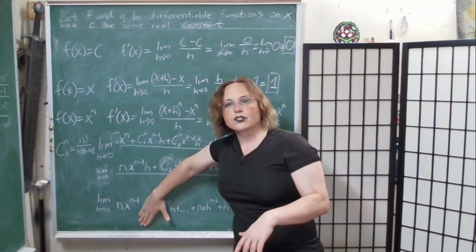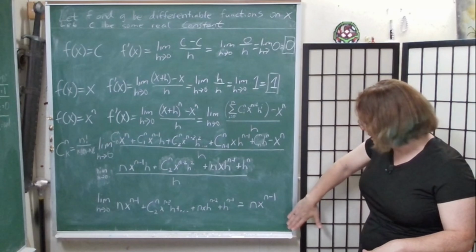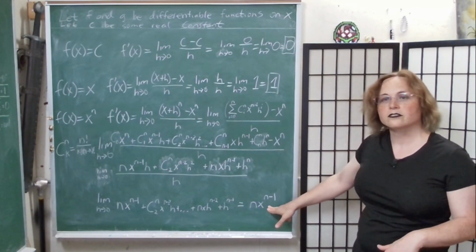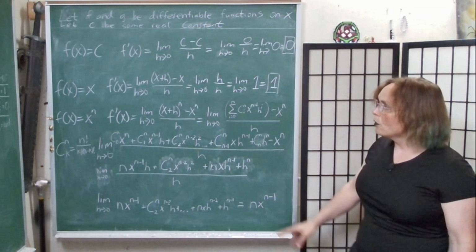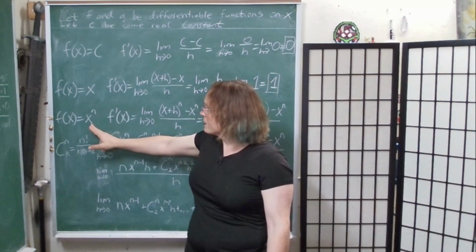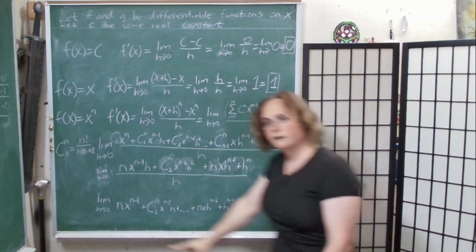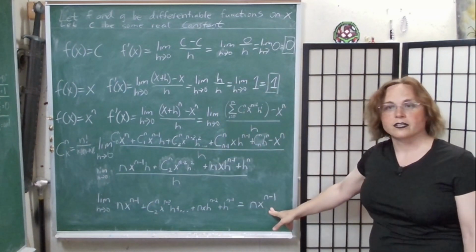So we're left with just that first term, meaning that, hey, that big complicated mess just becomes n times x to the n minus 1. So no matter what our power is, if we have x to some power, it reduces to this.